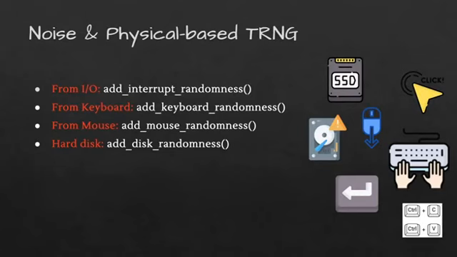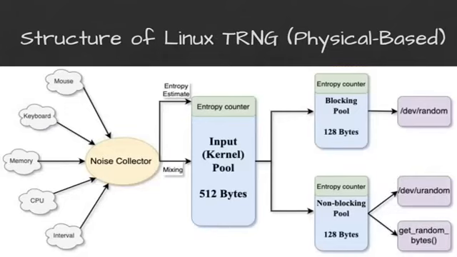Okay, from the research we found, there are four functions the Linux kernel uses to collect noise. It can collect noise from I/O, keyboard, mouse, and the hard disk. Let's start our interesting part.